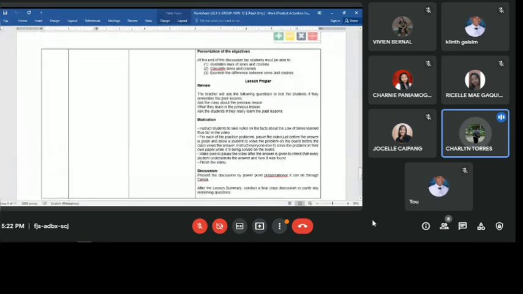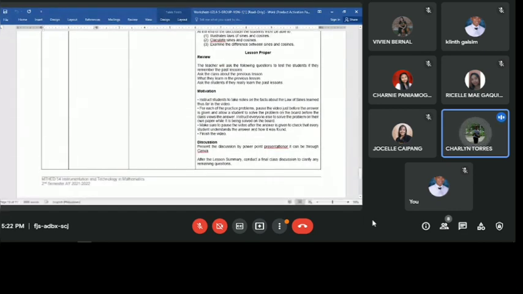For the lesson proper, the teacher will ask the following questions to test if the students remember the past lessons. Ask the class about the previous lesson, what they learned in the previous lesson, and ask the students if they really learned the past lessons.